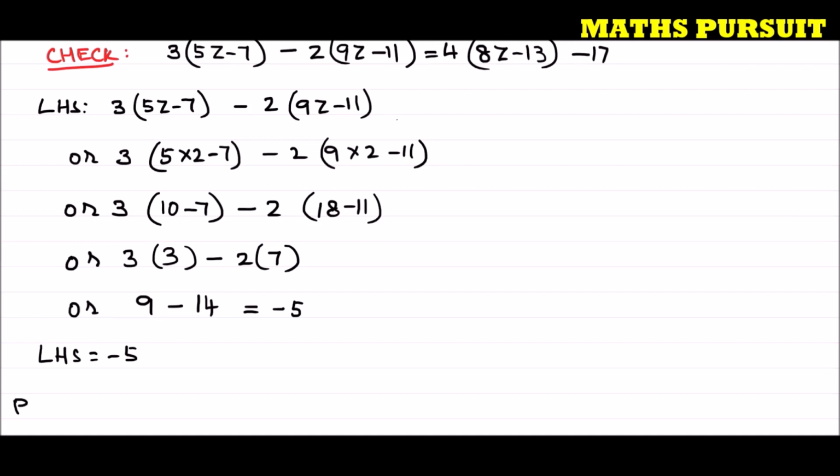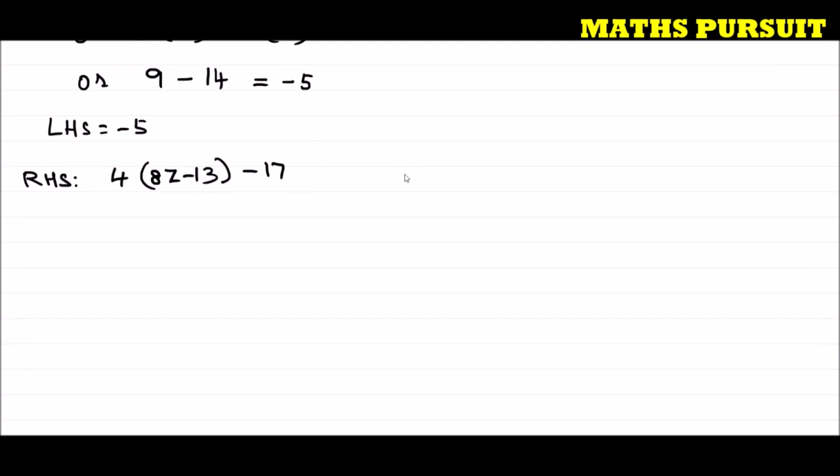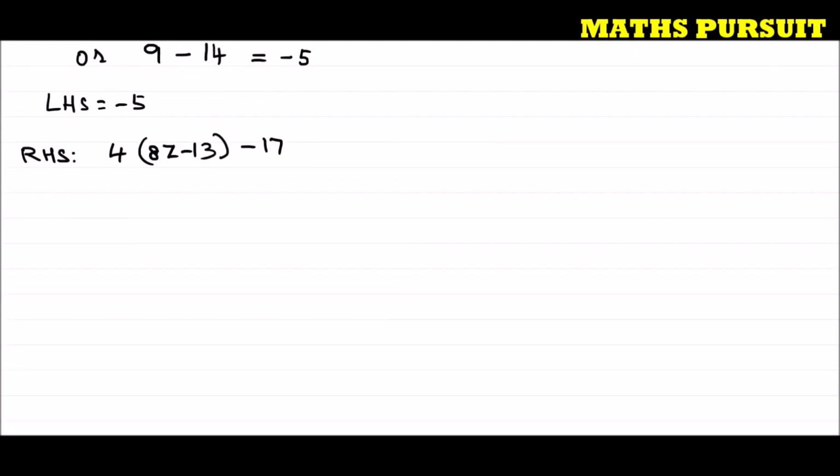Now let us solve the right side of the equation. The right side of the given equation is 4 into 8z minus 13 minus 17. Now let us put the value of z in the right side of the equation also, and let us see what value we are getting. Or I can write 4 into 8 into 2, since the value of z here is 2, minus 13 minus 17.